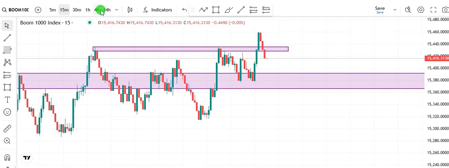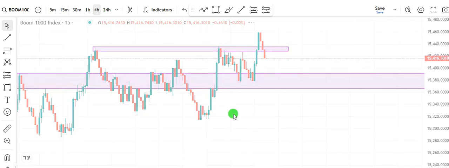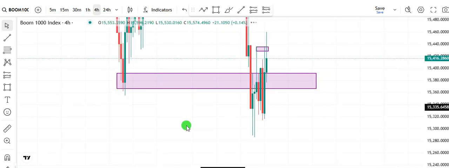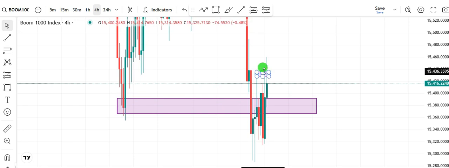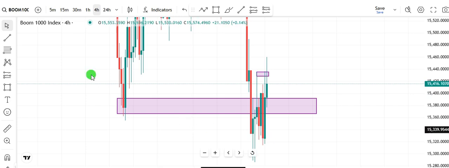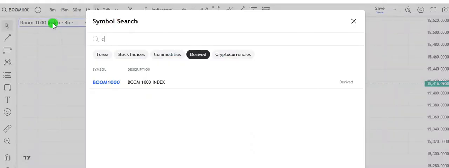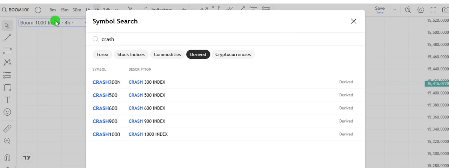So breaking above this previous internal high, that is a bullish pattern. And of course, based on the 4-hour chart, we are expecting a bearish pattern so long as this level is still valid. The way I'll be expecting a bullish pattern is if I can get a breakout from this level, then I'll be looking for a bullish pattern. But for now, I'm looking for bearish pattern formation. All right, that's it. Going to the crash, and of course, we're starting with Crash 500.